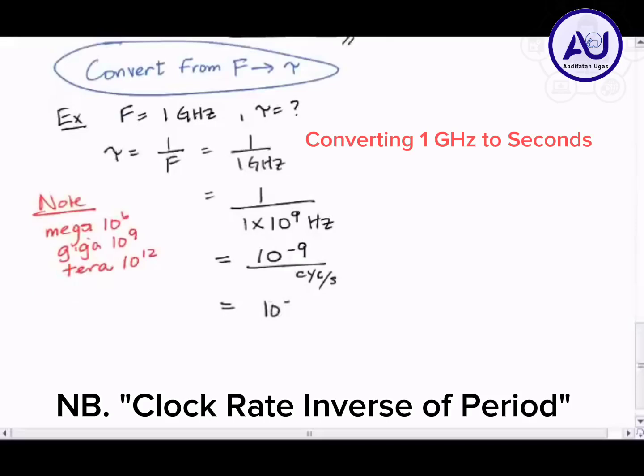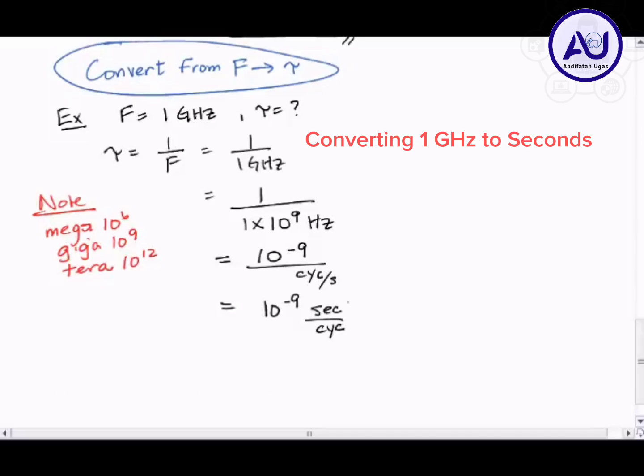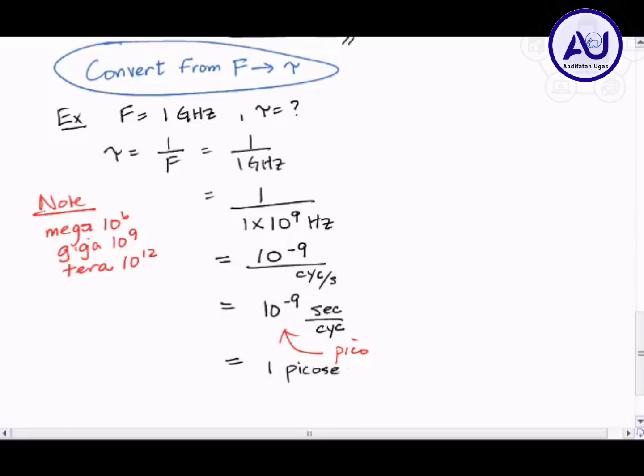which I can simplify as 10 to the minus 9 seconds per cycle. So 10 to the minus 9 is nano. Okay, so that's nano. So we can rewrite our answer as 1 nanosecond per cycle as our clock period.